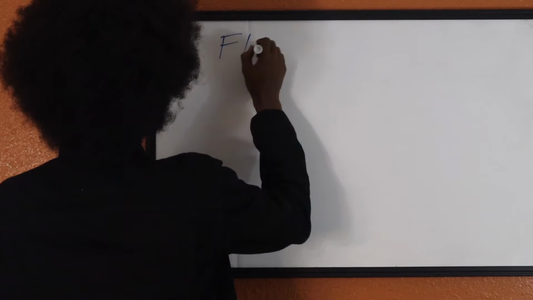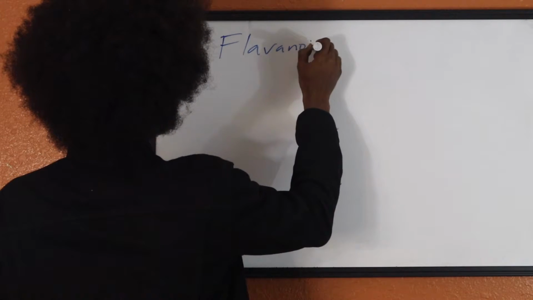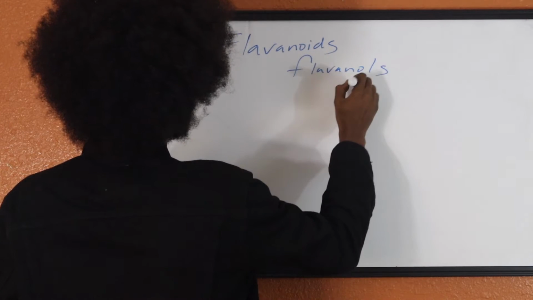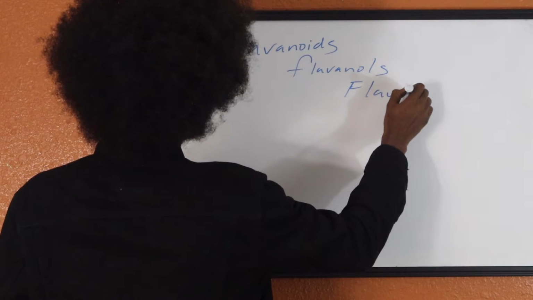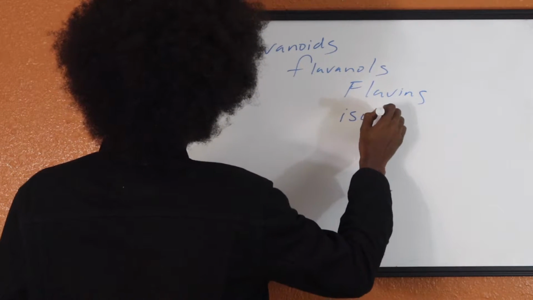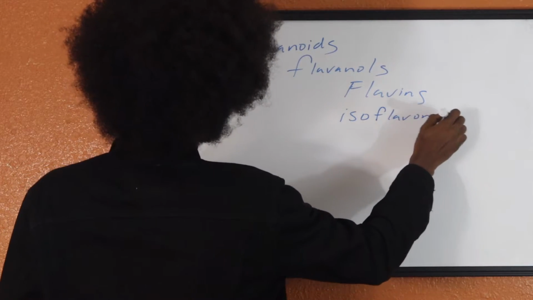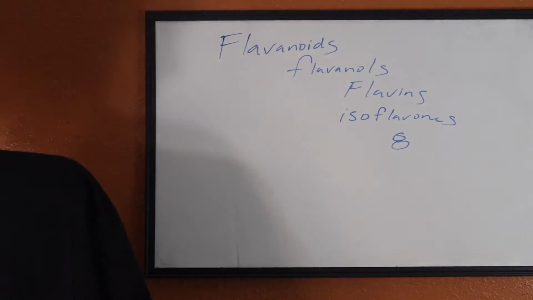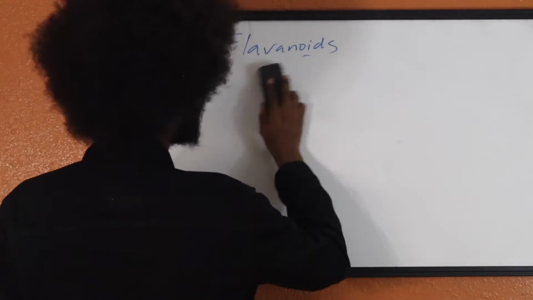All right, so now we're gonna get into the flavonoids. You got flavonoids. You got flavanols. You got flavins. You got isoflavones. You got about 8 of them, and they all have a similar structure, but I call them all flavonoids. All right.